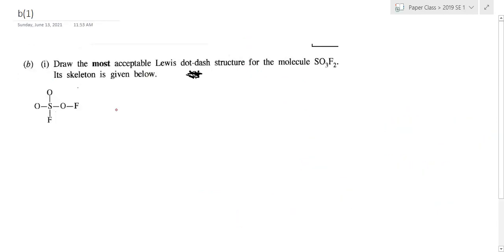This is what I explained last week, how to draw the resonance structures correctly. Okay, but here you can see sulfur is present. It means it is in the third row. Yes, sulfur is in the third period. Here they have only asked to draw the most acceptable Lewis structure.